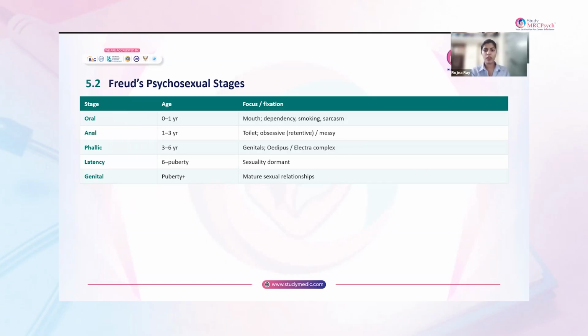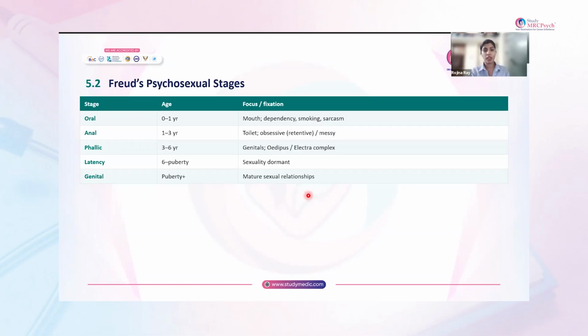The first is the oral stage, that is from around birth to 18 months. So the infant here, the organ of pleasure is mouth. The infant gains pleasure through sucking, swallowing, or biting. And successful weaning promotes trust, whereas fixation may lead to dependency, smoking, nail biting, or overeating. Now the second stage is anal stage. This is from 18 months to 3 years.